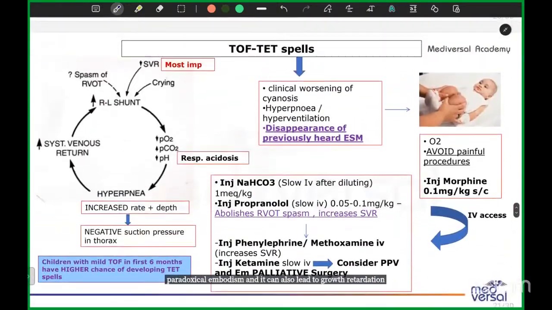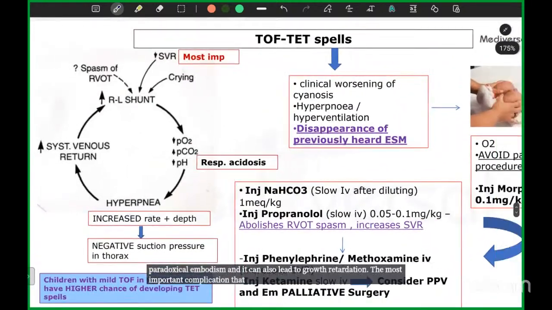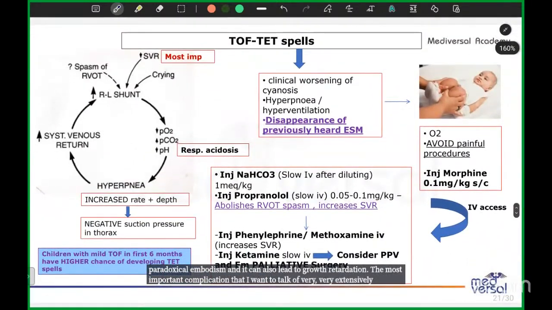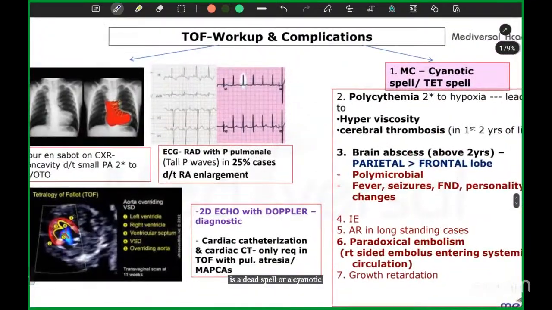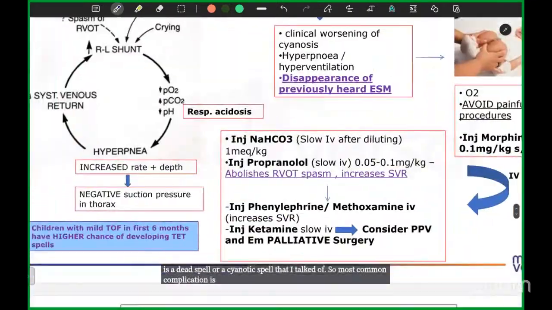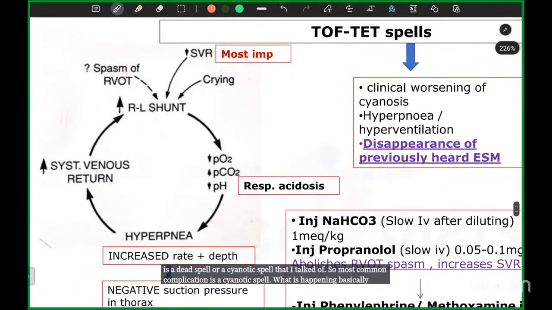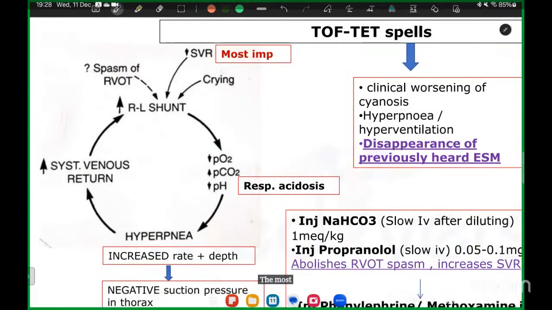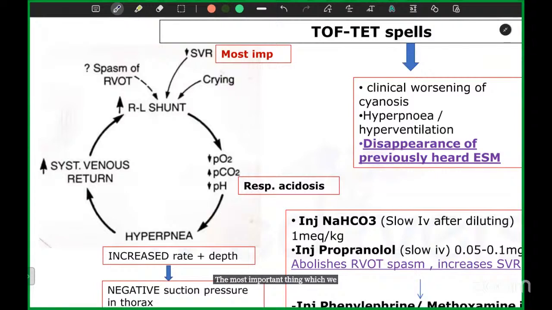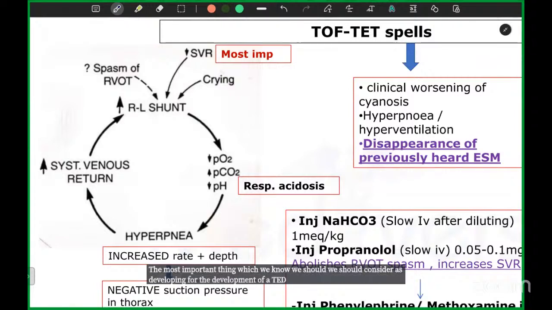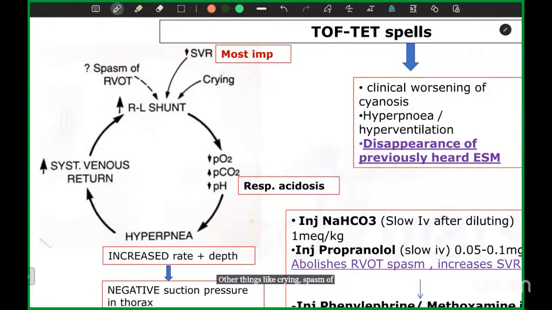The most important complication that I want to talk of, very, very extensively asked at undergrad level, also at residency level, is a TET spell or a cyanotic spell that I talked of. So the most common complication is a cyanotic spell. What is happening basically? The most important thing which we should consider for the development of a TET spell is an increase in systemic vascular resistance. That is the most important thing. Other things like crying, spasm of right ventricle outflow tract, these are questionable queries.